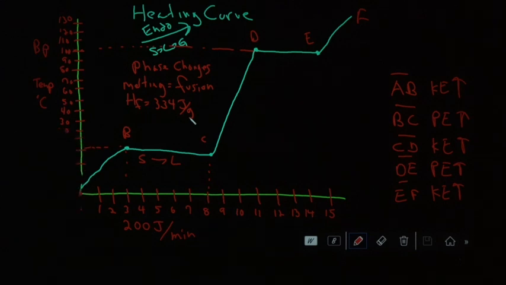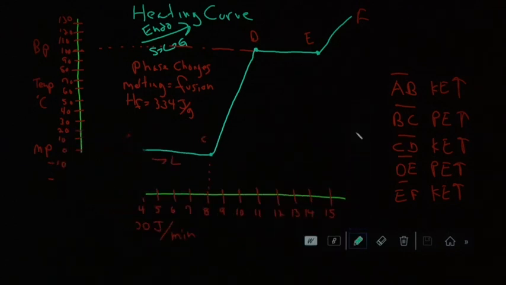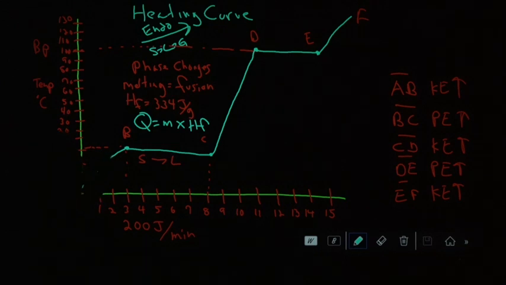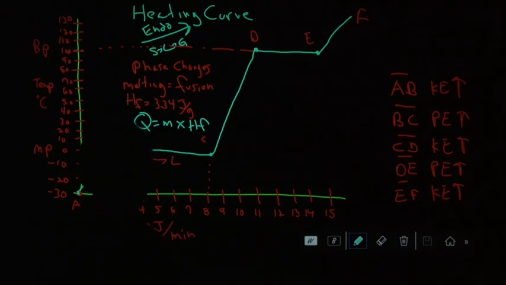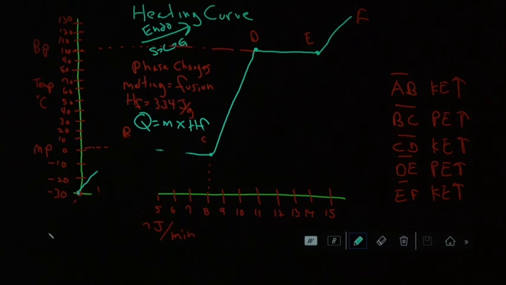All right, now, if I had 10 grams of ice in my hand, no problem. I would simply go 10 times the heat of fusion. And that's your first formula. The first formula on the heating curve is this: Q equals M times HF. That is your first formula. Q equals M times HF, but we're going to go over that in the second video that I'm going to post. All the math's going to be in the second video. I'm just trying to explain what's going on up here first. All right. So this is our first formula, Q equals M times HF.